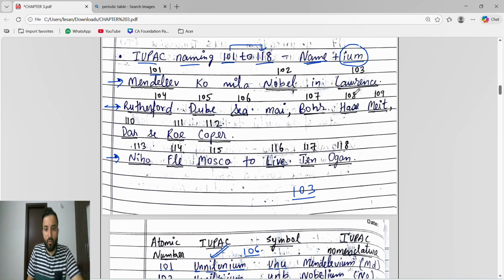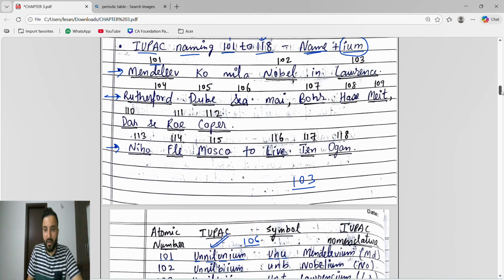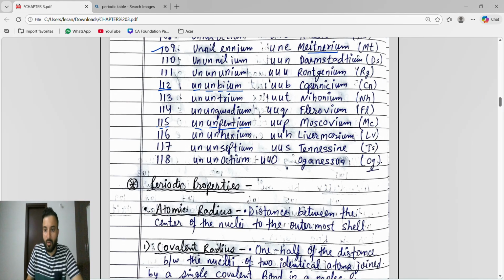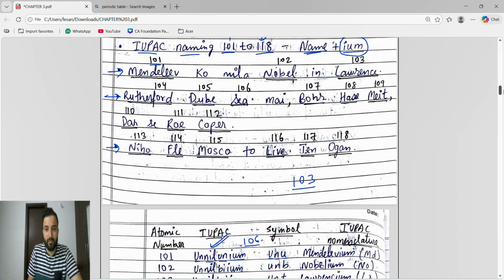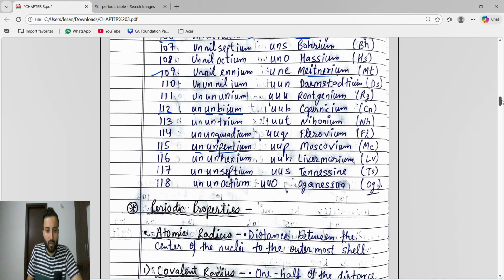107 is related to Bohr. 108 is Hs, which means Hassium. 109 is Mt, which means Meitnerium. 110 is Ds. 111 is Rg. 112 is Cn, Copernicium. 113 is Nh, which means Nihonium.